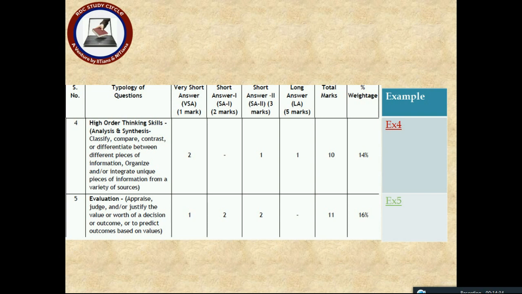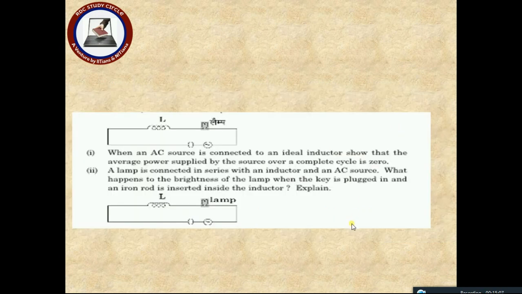The fourth category is a bit higher level of understanding, that is higher order thinking skills. Here the ability to analyze and synthesize is tested, and the ability to classify, compare, contrast or differentiate between different pieces of information or organize or integrate unique pieces of information from a variety of sources. And the weightage of such higher order thinking skills is 40%. Let's see an example of such a question: there is an AC circuit and an AC source is connected to an ideal inductor. Now the student has to show that the average power supplied by the source over a complete cycle is 0.